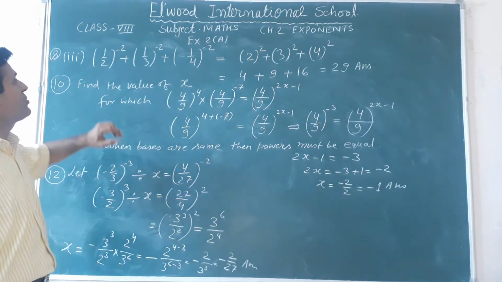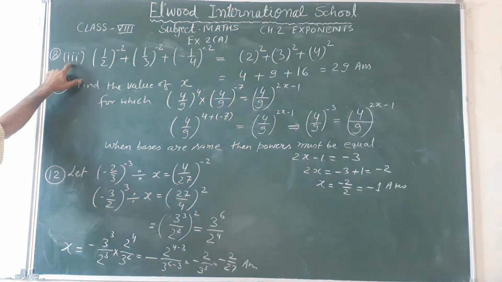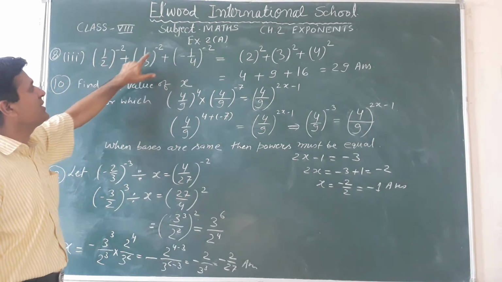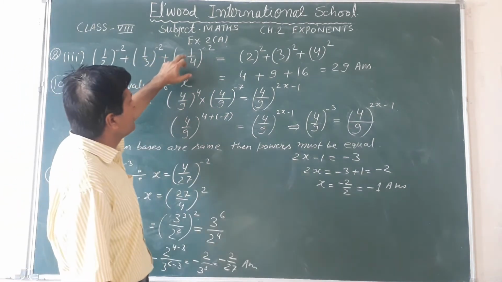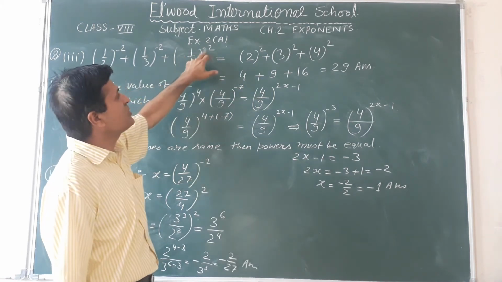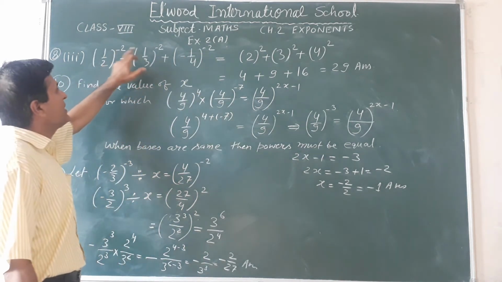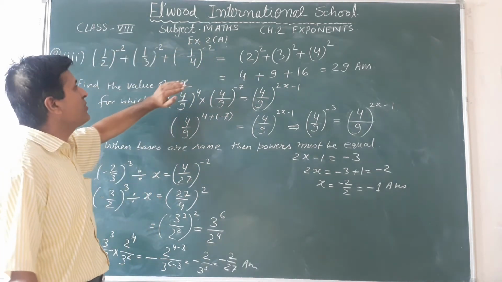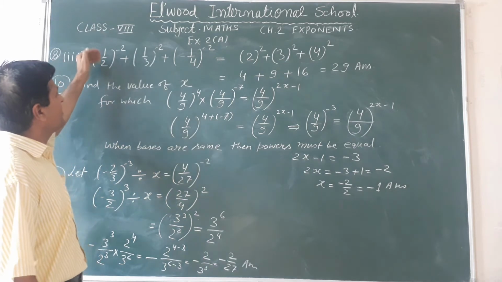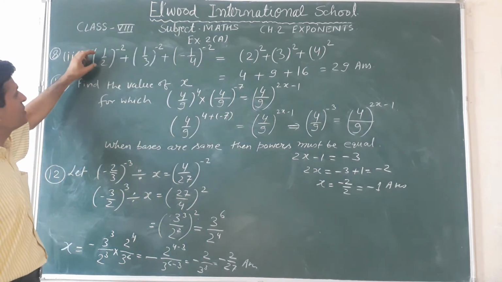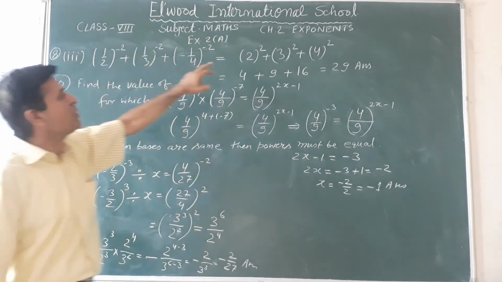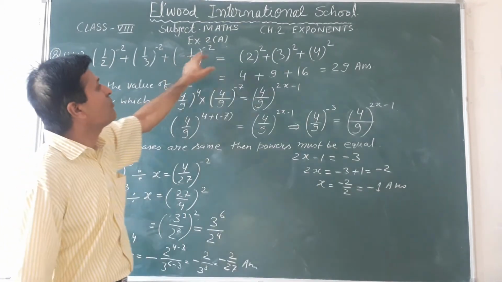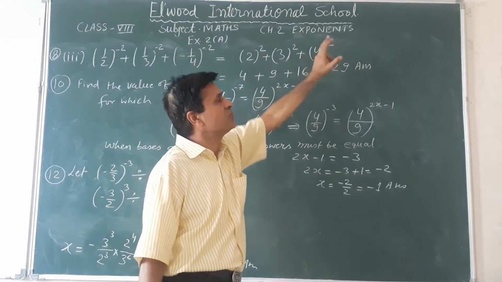Yes, now we are solving question number 8, part 3rd. (1/2) raised to power minus 2 plus (1/3) raised to power minus 2 plus (1/4) raised to power minus 2. In this, all these powers are negative integers, so first we will convert them into positive. For that we will take the reciprocal of these numbers. So it will become (2/1) raised to power 2, (3/1) raised to power 2 and (4/1) raised to power 2.